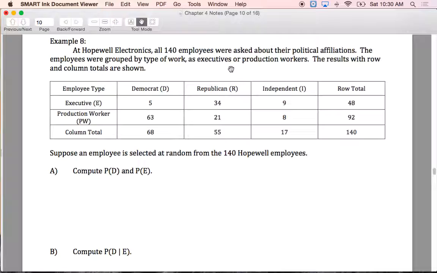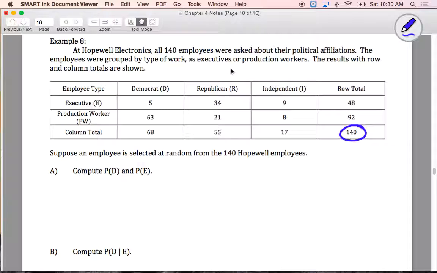Okay, now for example 8. This is usually the hardest part of these sections, reading these tables. So when we have this table, the total is 140. So they're going to give you row totals and column totals as you look at all those. So when you're finding probabilities, just remember the whole total is 140 here.